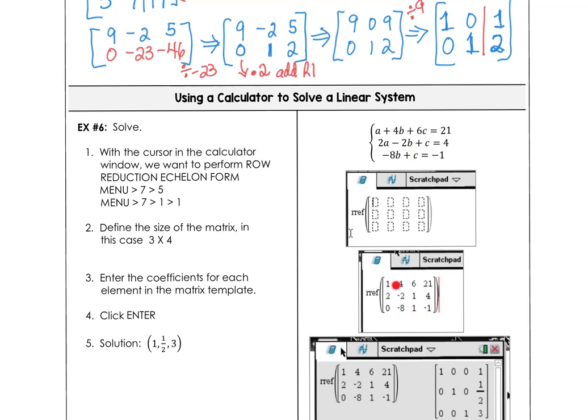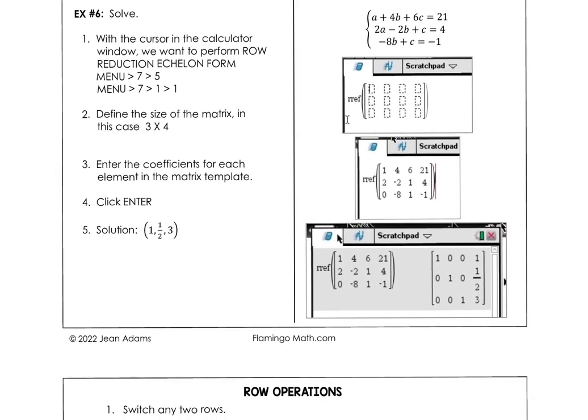And then when we get that finished and check with our matrix, then you can click enter, and the system would be solved automatically. And you see in reduced row echelon form, we have that diagonal that has 1s in a triangular method, and here is our solution. X is 1, Y is 1/2, and Z is 3.